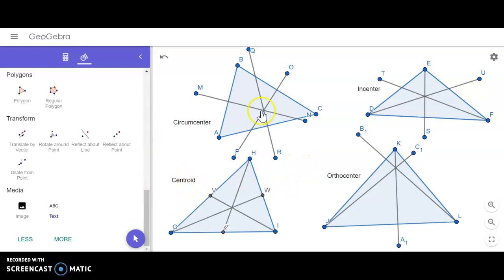Okay, review videos part 2. So we're going to look at kind of 6.2 through 6.4-ish. It's all just about the types of centers in a triangle. So there are 4 that we talked about.